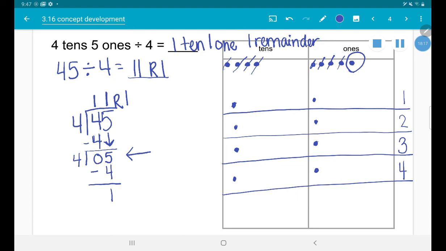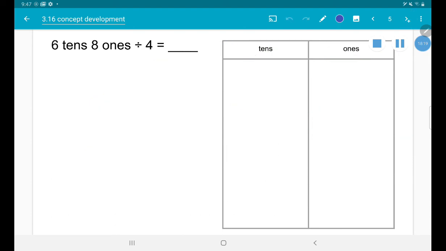Okay. Let's try another one. Let's see what happens when we have 6 10s, 8 1s, 68, and I want to divide that by 4. 6 10s, 8 1s divided by 4. Go ahead and put it on your place value chart and set up your groups.